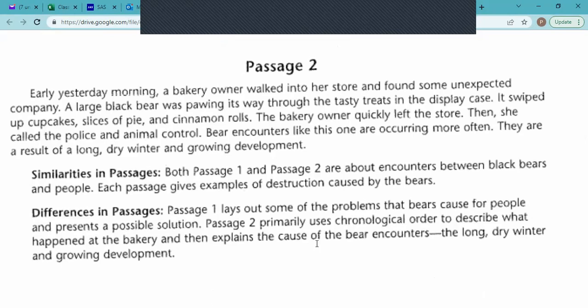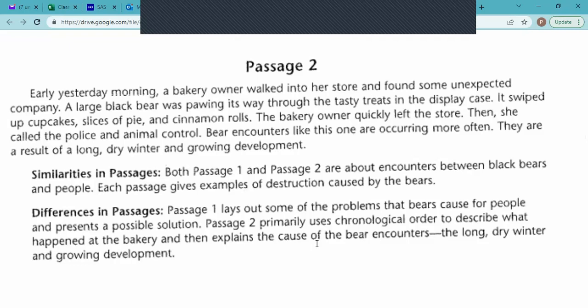And of course, in passage number 2, the bakery owner is going to have damage, and she has lost some profits that she could have sold that day, or he, let's put it that way. Now, there are differences between both passages.